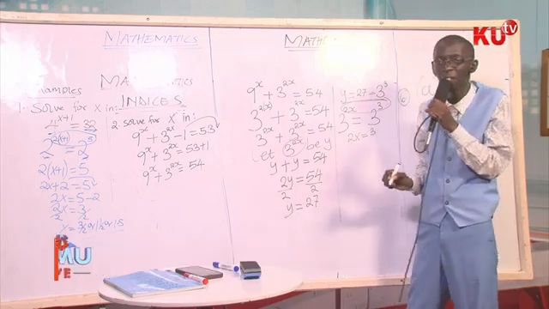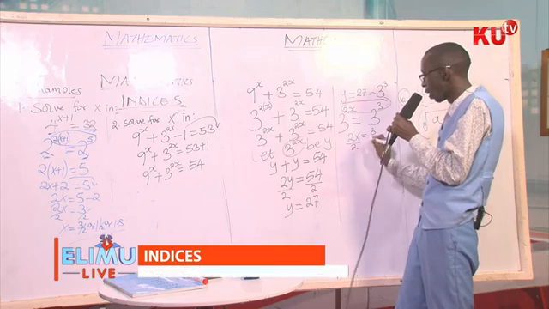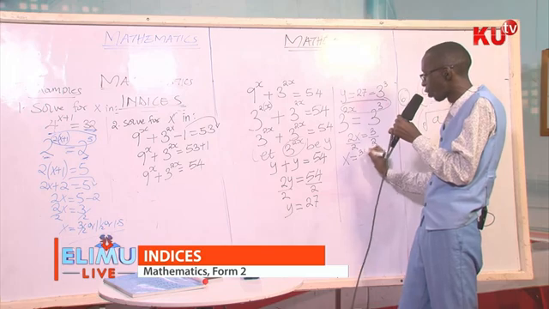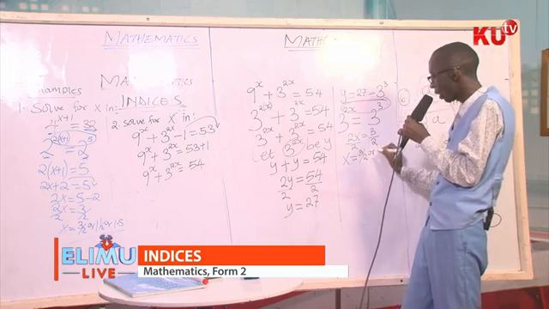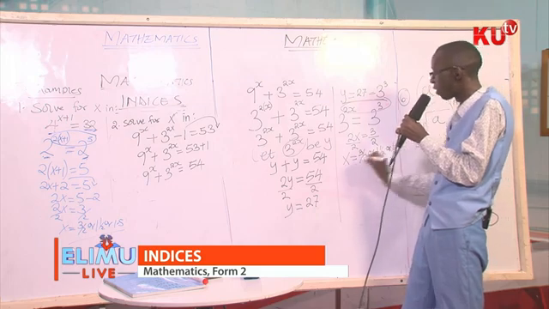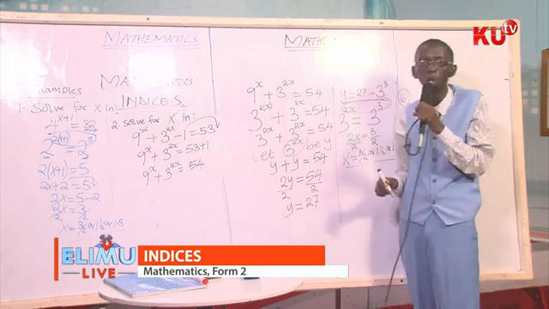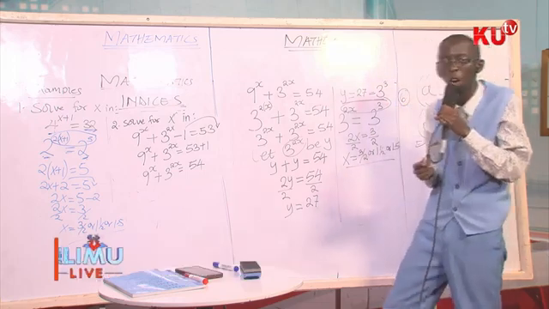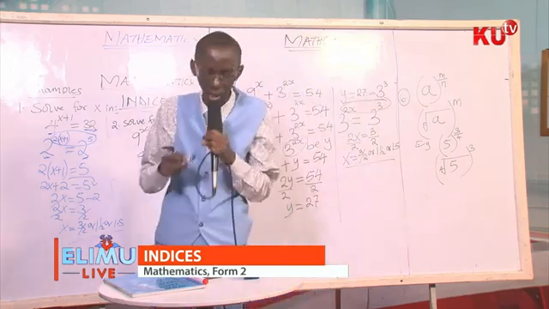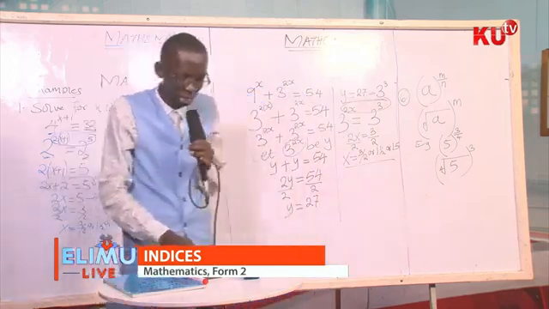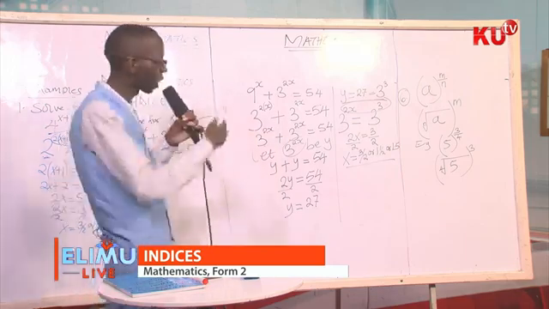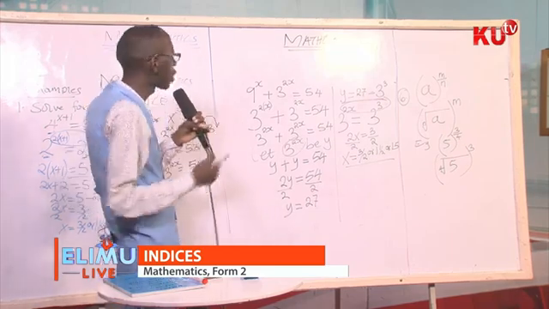You need x. Divide both sides by 2. X is equal to 3 over 2, or 1.5. That is how you solve such kind of a question. So we are going to have different examples on indices because questions on indices are asked differently. We'll have a question related to this question, but in a different way.